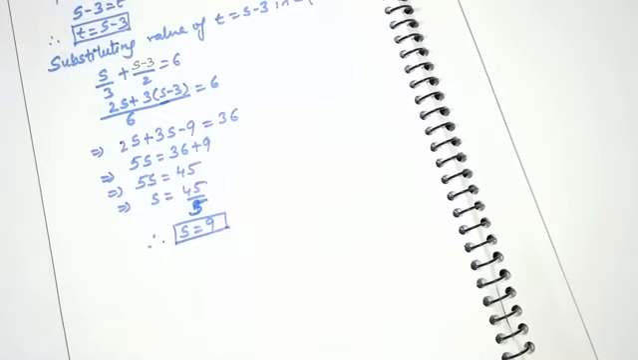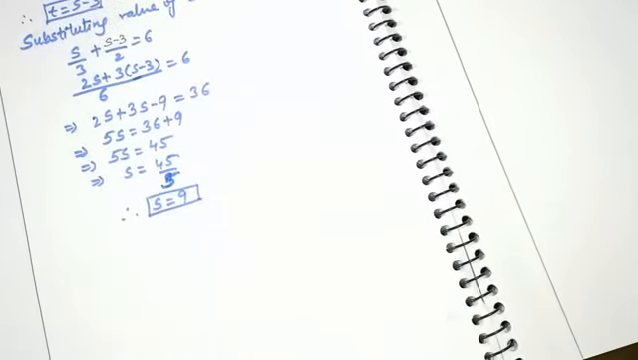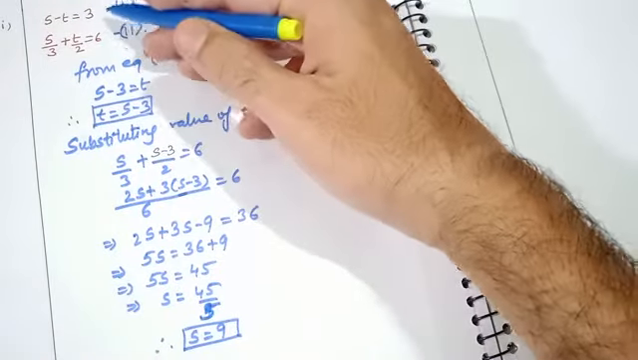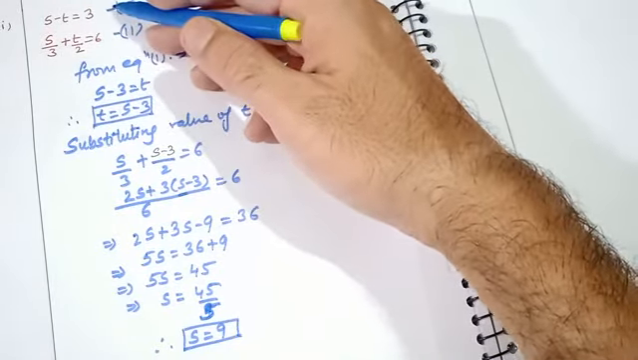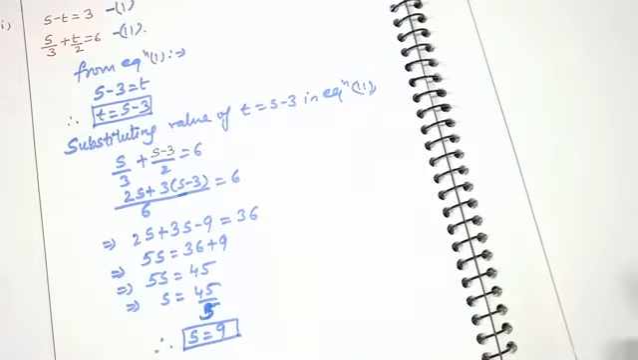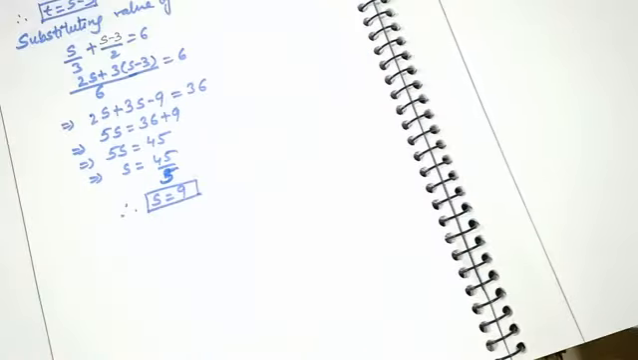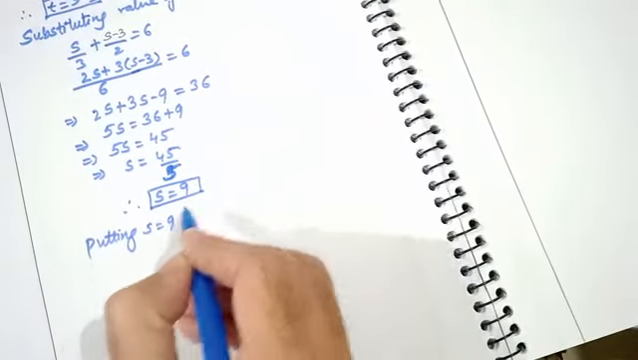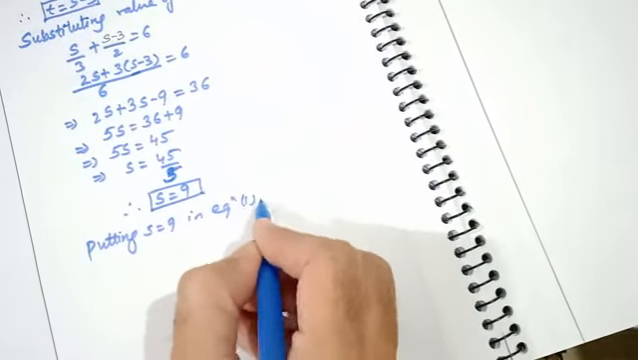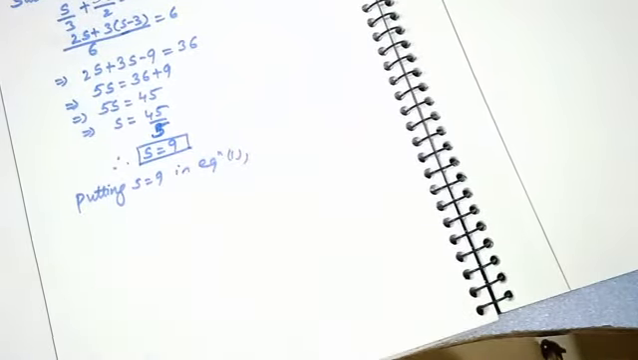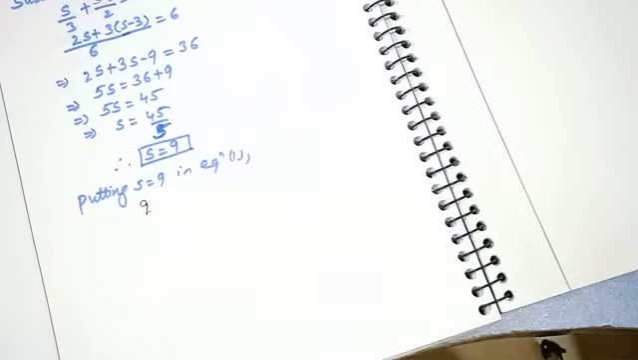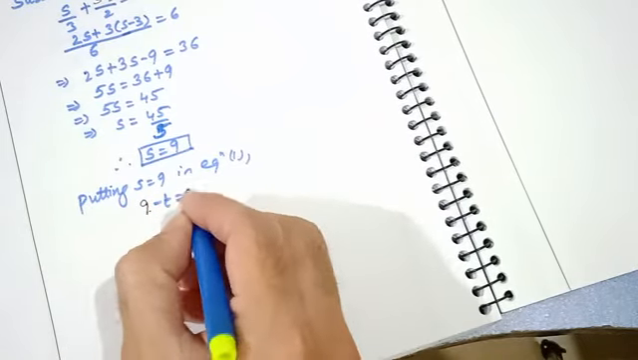Is that clear? Now we will substitute this value of s in any one of the equations. Whichever equation you find easy, you can put it in that. I can put this in equation 1. I am putting it in 1, you can also do it in 2 if you want. So I am putting this in equation number 1. So what will I get now? Putting s equals 9 in equation number 1, instead of s I will put 9. So it becomes 9 minus t equals 3.